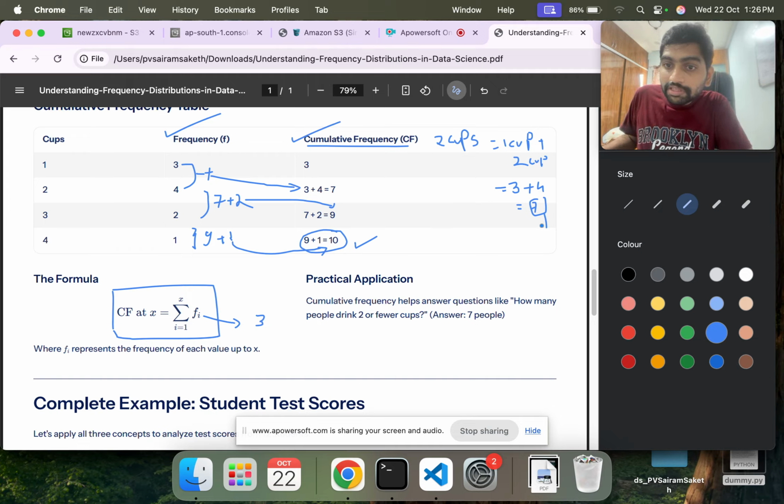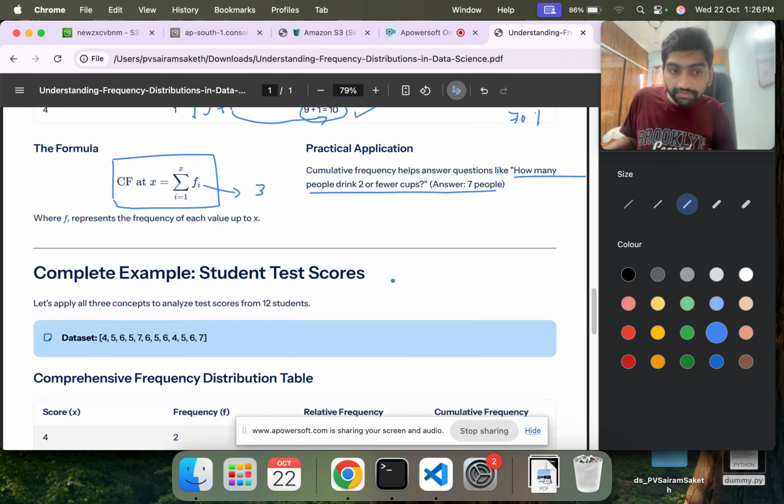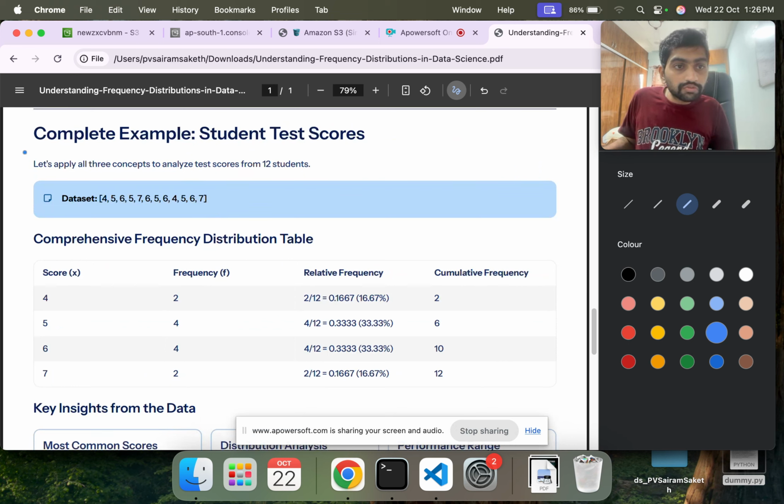So this 7 means 70% of people are drinking either 1 cup of coffee or 2 cups of coffee. This is why cumulative frequency is very, very important. How many people drank 2 cups or fewer cups? To answer all of these questions, to understand all of these things, we will be using cumulative frequency. So here we took one example to demonstrate all of these things.